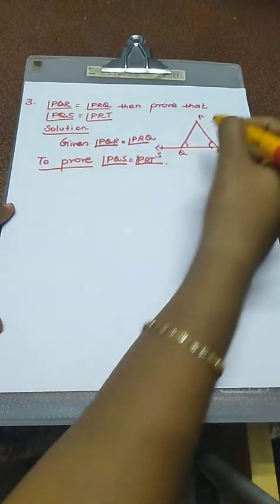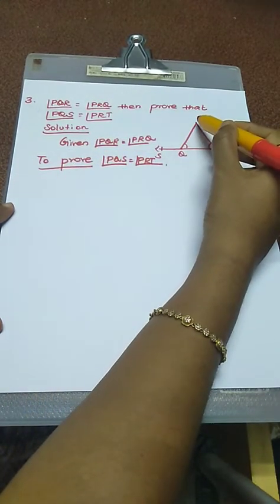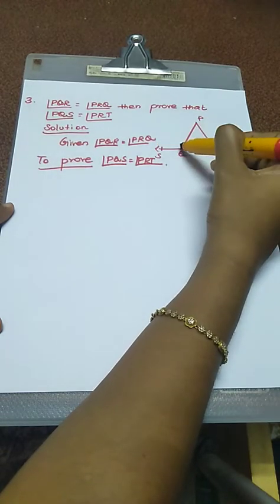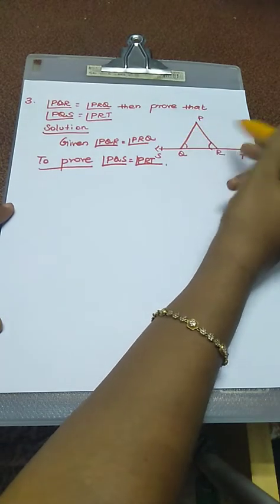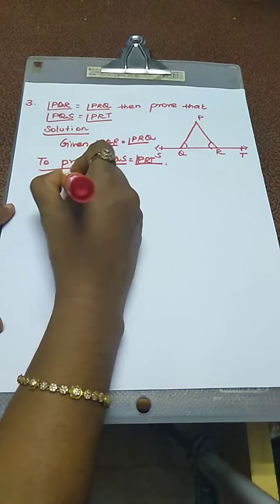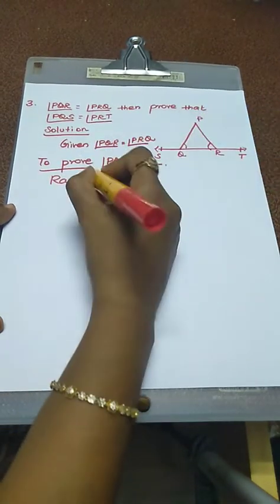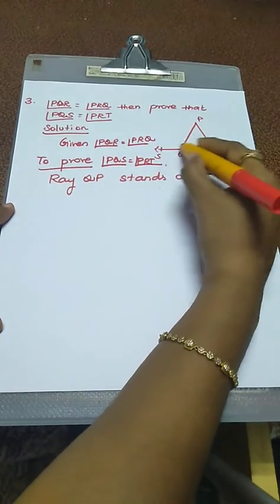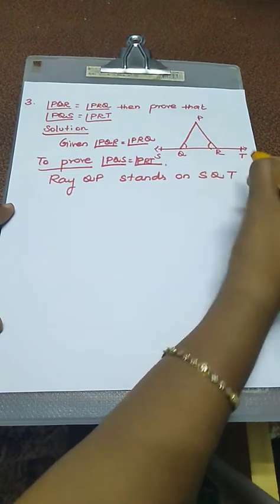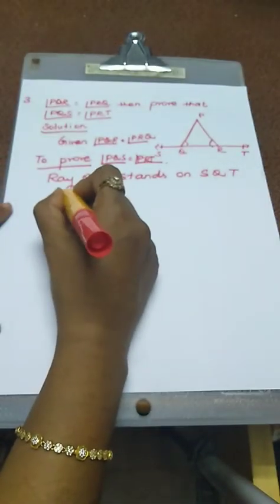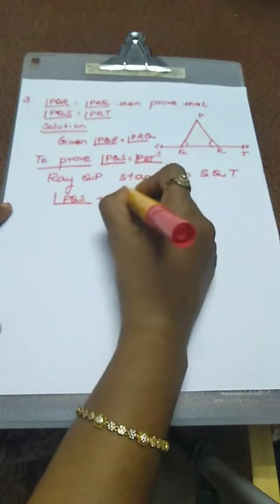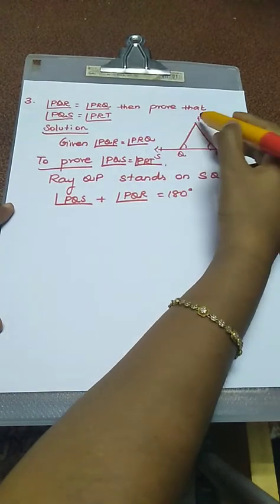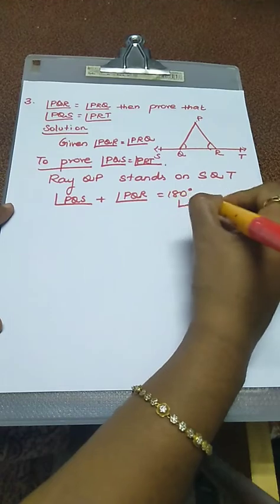You just look at here. Actually, the ray RP stands on the line SQT, and the ray PQ stands on SRT. Here we have to use the condition. The first ray you have to imagine, QP. Ray QP stands on a straight line SQT. So we have to write angle PQS plus angle PQR is equal to 180 degree. This is our first equation.